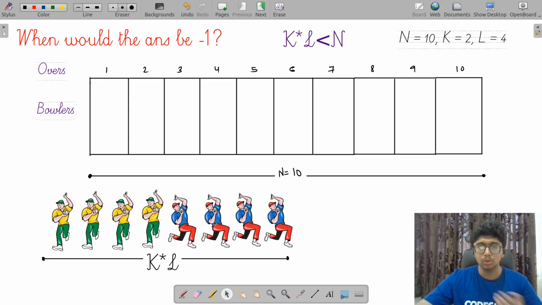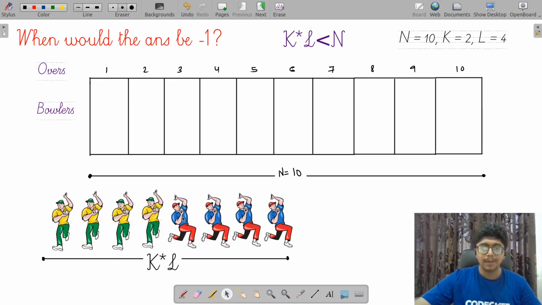Let's say the bowler 2, which is wearing blue. So I have 2 bowlers over here, and I have L as 4, which means each bowler can bowl 4 overs. Okay, so I have bowler 1 who can bowl a maximum of 4 overs. I have bowler 2 who can also bowl a maximum of 4 overs.